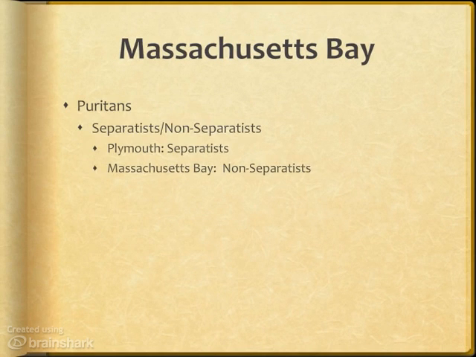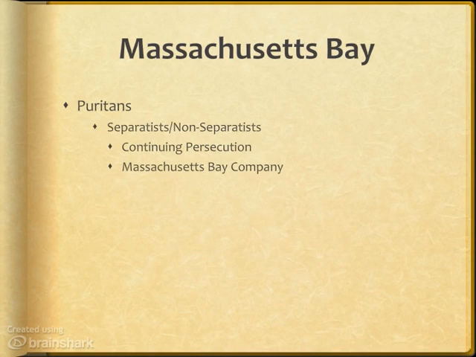Remember, Plymouth had been settled by separating Puritans who believed they needed to completely cut ties with the Christian Church in England if they were to survive. A second Puritan colony, Massachusetts Bay, would be the home of another set of Puritans. These were non-separating Puritans, and their story is a fascinating one. To tell that story, let's go back to England.